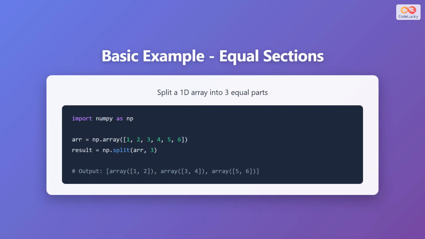Here's a basic example of splitting a one-dimensional array into equal sections. We start with an array containing 6 elements: 1, 2, 3, 4, 5, and 6. By calling np.split with the array and the number 3, we divide it into 3 equal parts. The result is a list containing 3 subarrays. The first contains 1 and 2, the second contains 3 and 4, and the third contains 5 and 6.